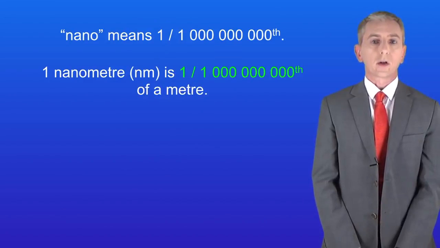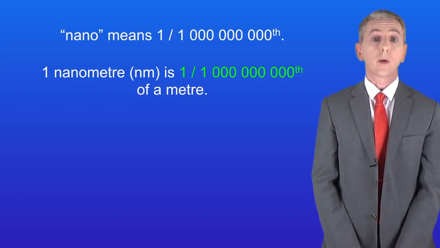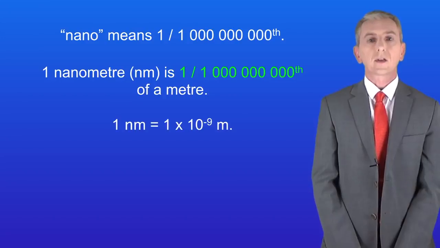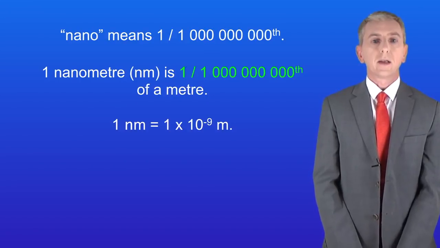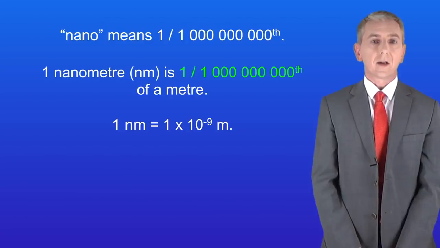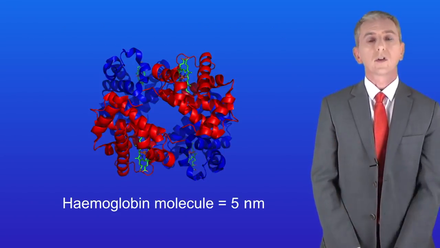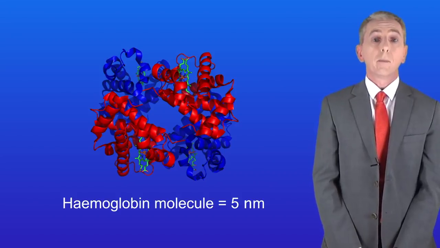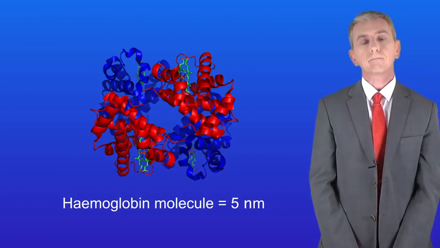So the final unit we're going to look at is called the nanometer. The word nano means 1 billionth, so 1 nanometer is 1 billionth of a meter. In standard form, a nanometer is 1 times 10 to the power of -9 meters. Now I should point out that a nanometer is a very small size. Proteins in cells are measured using nanometers. This shows the protein hemoglobin, which is found in red blood cells. A molecule of hemoglobin is around 5 nanometers in diameter.